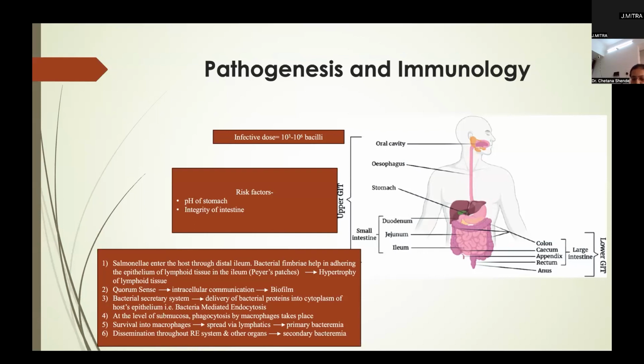This is responsible for the development of primary bacteremia. After development of primary bacteremia, the bacteria disseminate through the reticuloendothelial system and the other organs, leading to the development of secondary bacteremia. Next slide, sir.